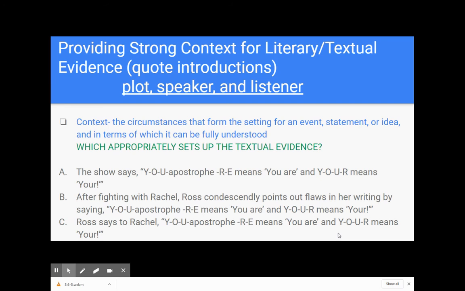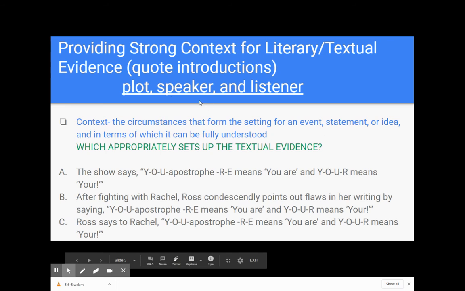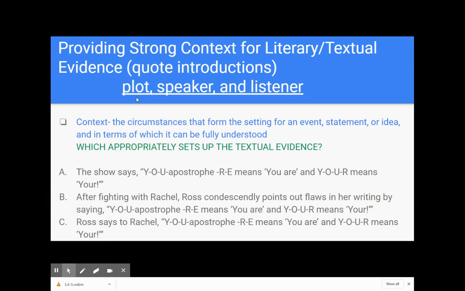Finally, C, Ross says to Rachel, comma, "Y-O-U apostrophe R-E means you are, and Y-O-U-R means your." It says who said it and to whom he's speaking. What's missing, and probably the most important thing, is the plot. You want to provide a little bit of info for your reader. Do not assume your reader has watched whatever show you're talking about or read whatever book you're talking about. In this case, right, you're going to be analyzing that text "Hair" by Malcolm X. Do not assume your reader knows who Malcolm X is and what that text is about.